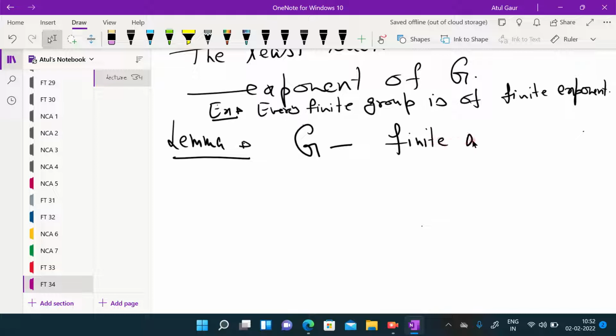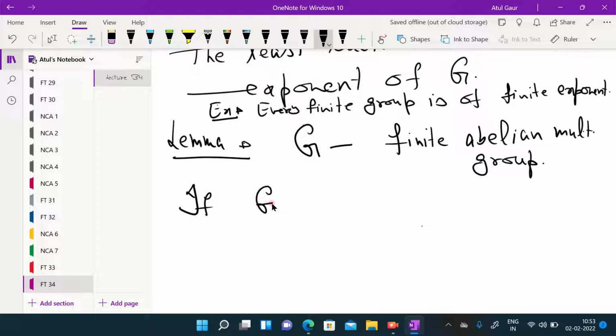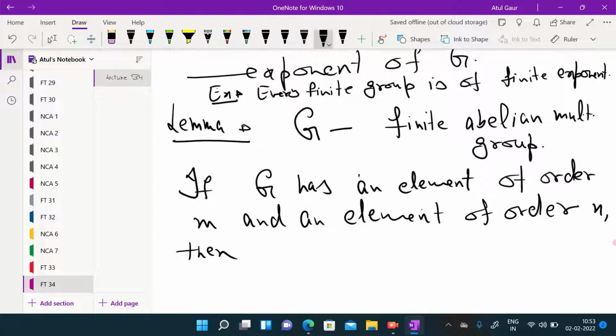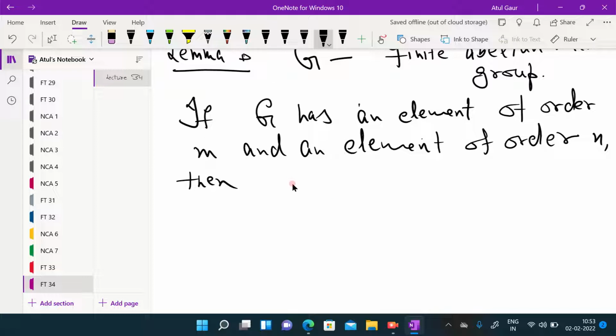So assume G is a finite abelian multiplicative group. Then if G has an element of order m and an element of order n, then it will also have an element of order LCM of m and n. So basically, if G has an element of order m and an element of order n, then G also has an element of order LCM of m and n.